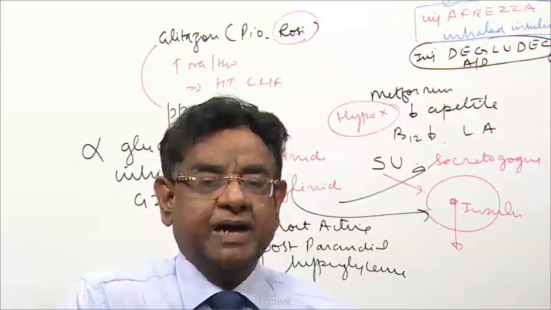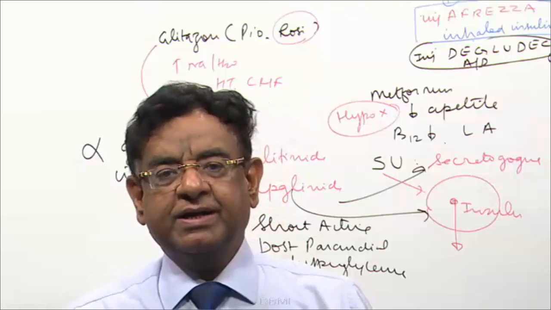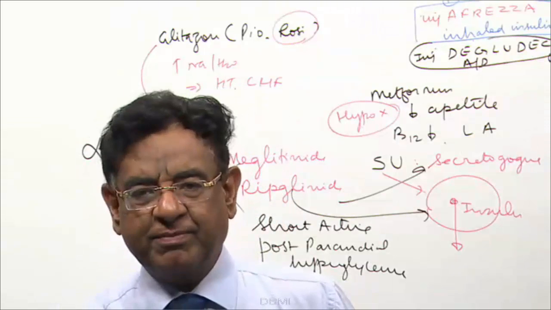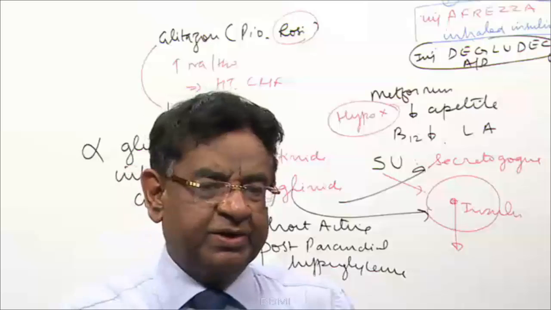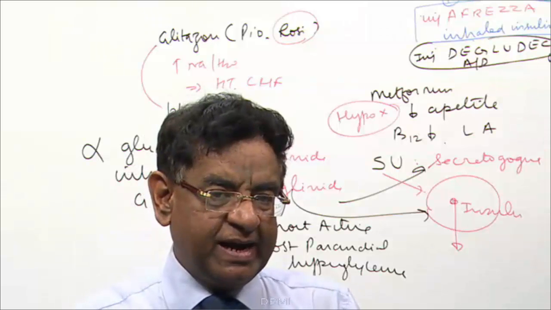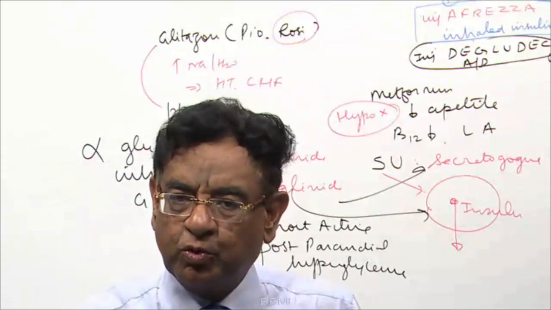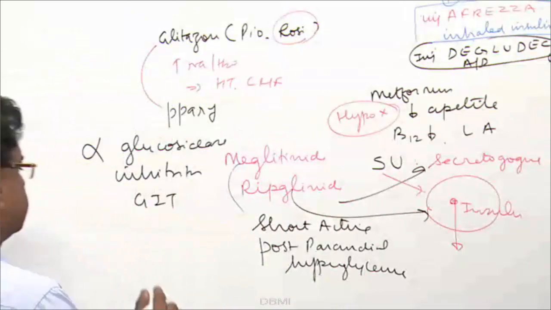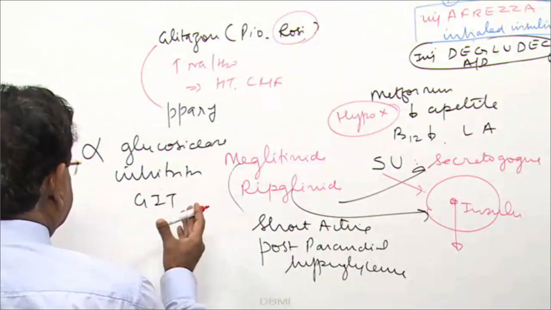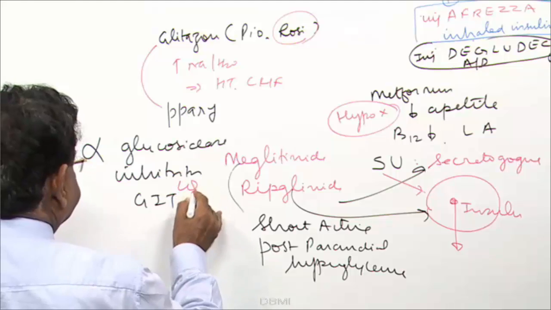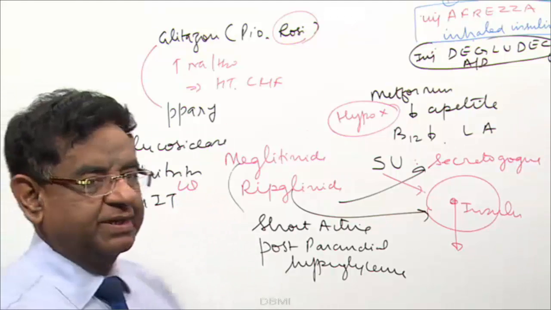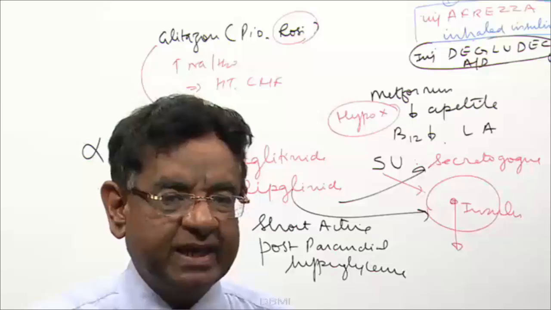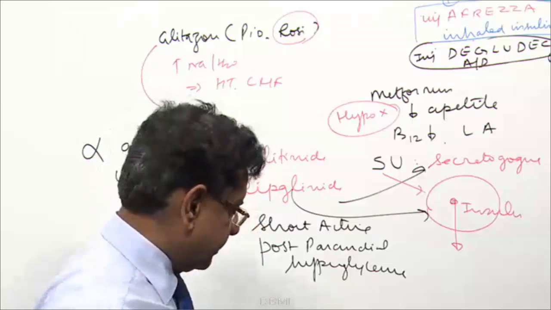But I was discussing in the morning, just half an hour back, which oral drug we can give in type 1 diabetes: alpha-glucosidase inhibitor. This was the latest question. This question came last year in the PG exam. Which drug can be given in type 1 diabetes is alpha-glucosidase inhibitors.